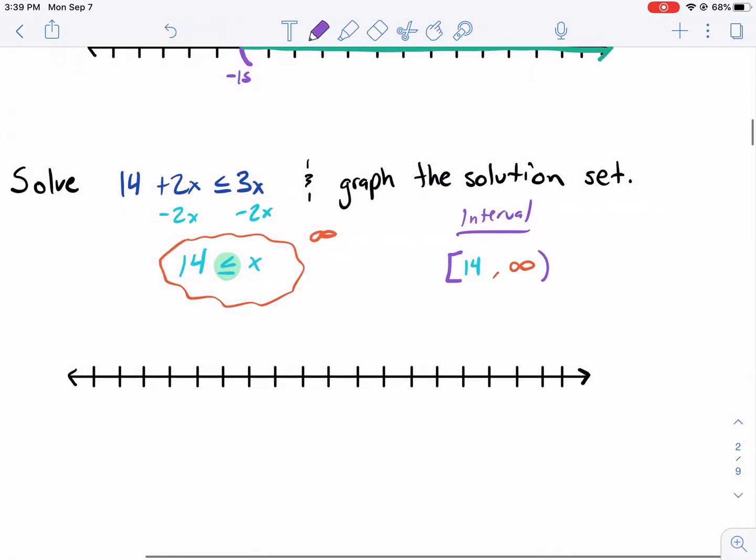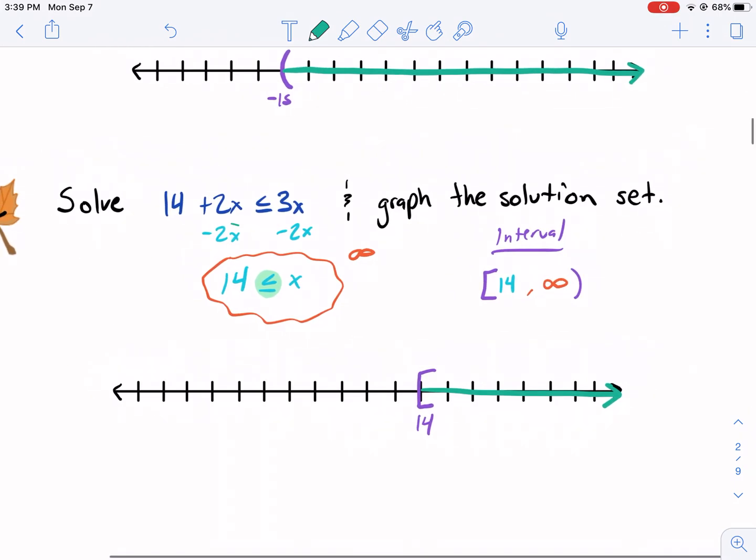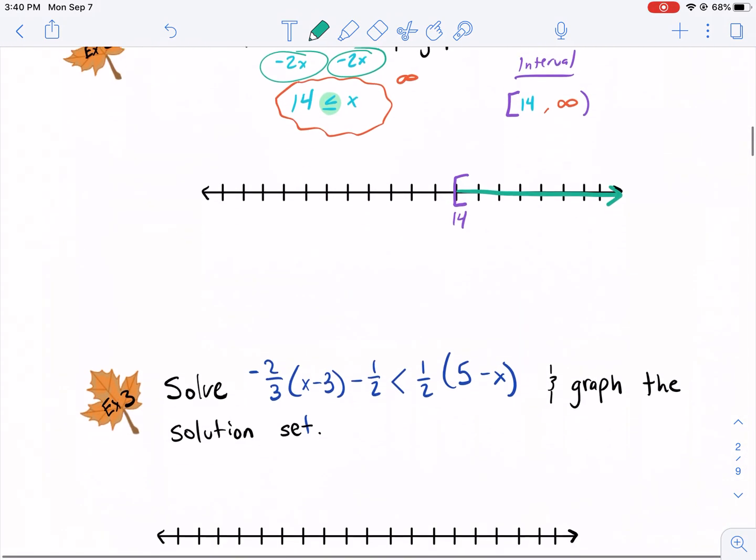So very similar to the other one, we're going to find 14. It doesn't matter where we put it. We're just going to say, okay, let's call this guy 14 right here. It's a bracket this time. There's our lower limit. And then we're going to go all the way to our upper limit, and it's an arrow because it is infinity. Also keep in mind, because we subtracted 2x from both sides, we don't flip the sign. It's only when we multiply or divide.